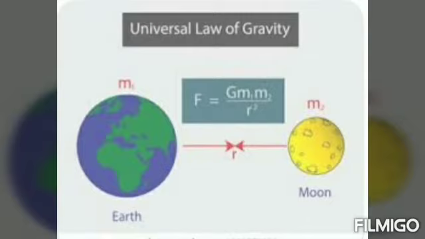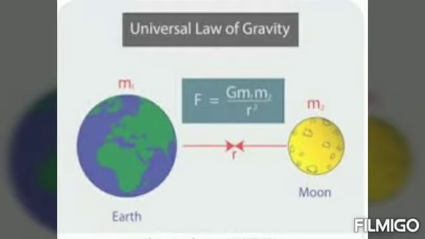First we can revise the definition. Every particle in the universe attracts every other particle with a force that is directly proportional to the product of their masses and inversely proportional to the square of the distance between them. Now, the final expression: F equals G times M1 M2 divided by R squared.